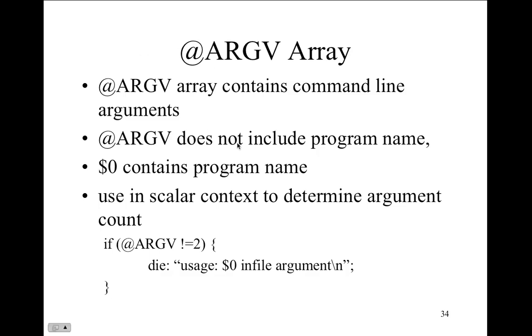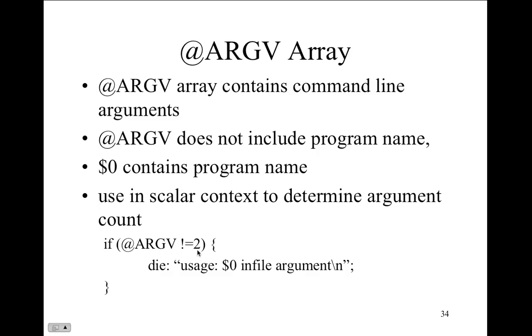The 0 contains the program name, which is kind of the same concept as C. Actually, it is the same concept. Used in scalar context to determine the argument count. So if the argument count doesn't equal 2, you come back and say, hey, you have to put in 2 arguments when you run this program.